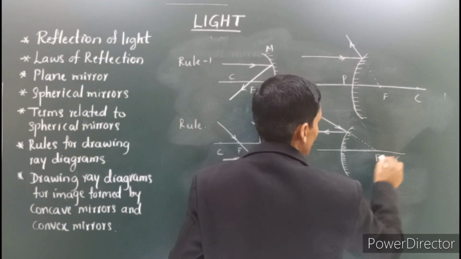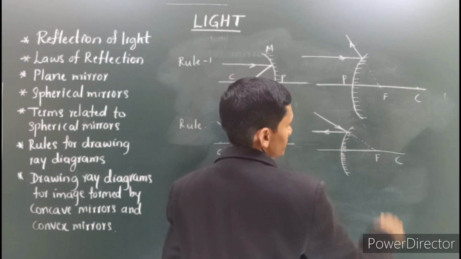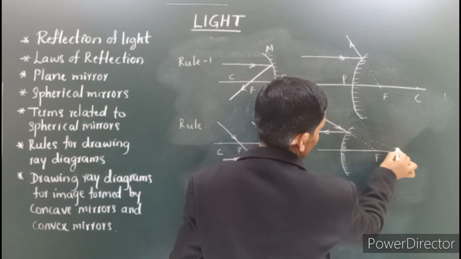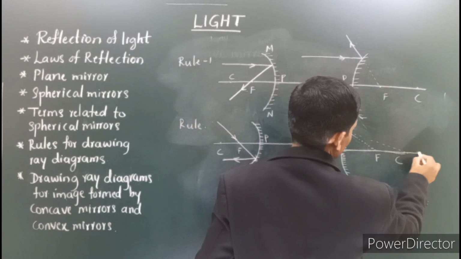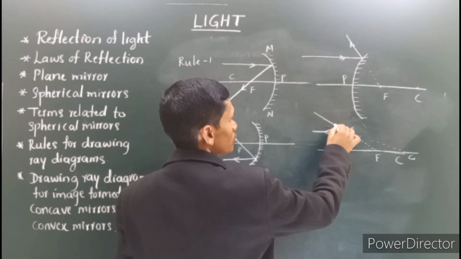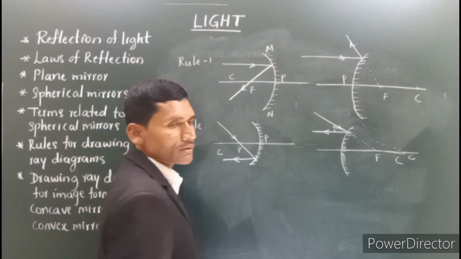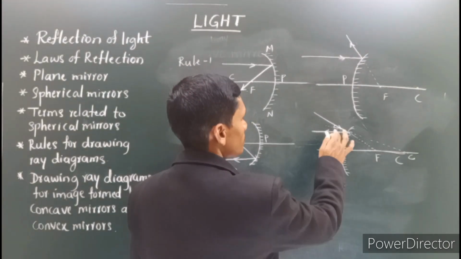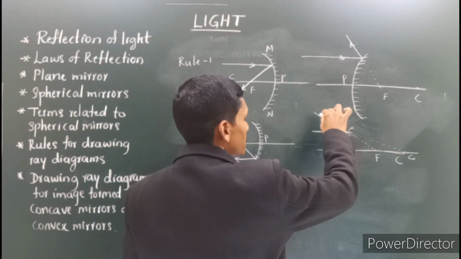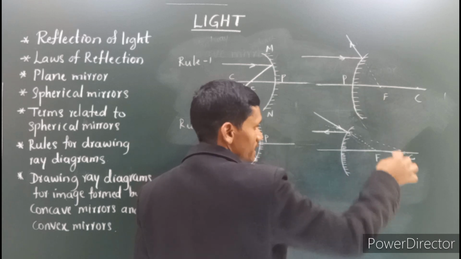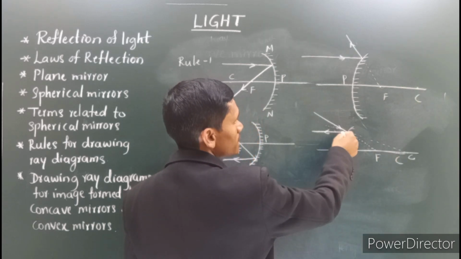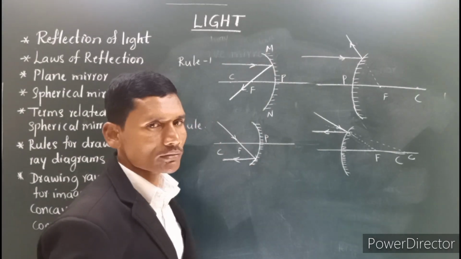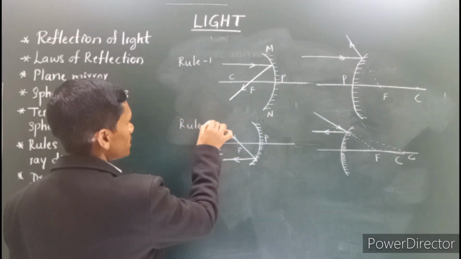Okay, this is the center of curvature. Here we can take this as the center of curvature. Here also the laws of reflection hold good, that is, angle of incidence is equal to angle of reflection. Now, a ray which is appearing to be passing through the principal focus in case of a convex mirror emerges parallel to the principal axis after reflection. This is the second rule.